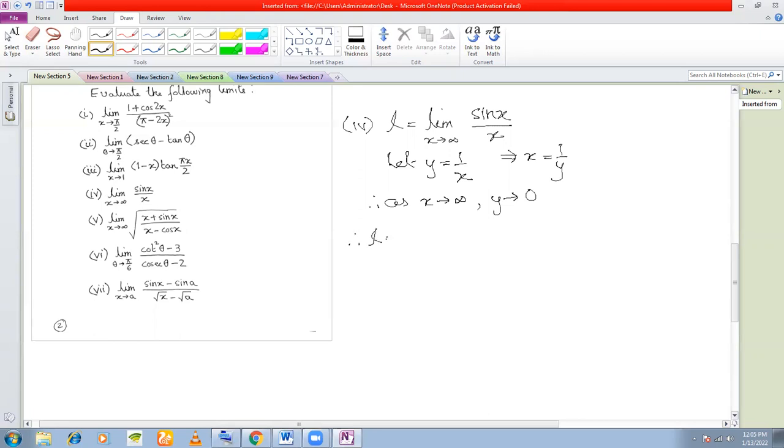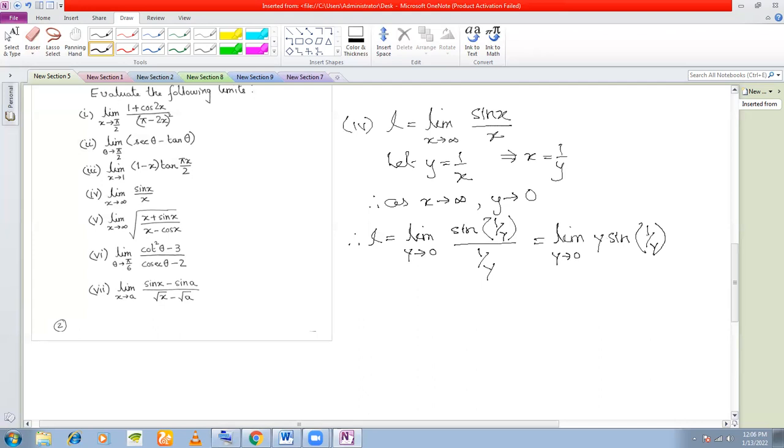So therefore, this limit now, if I change in terms of y, it becomes limit y tends to 0 sine x, and x is 1 by y. So I write this as 1 by y. And in the denominator, I write also this as 1 by y. So what I get is limit y tends to 0, y sine 1 by y. Okay. Now, what will be the value of this limit? y into sine 1 by y.